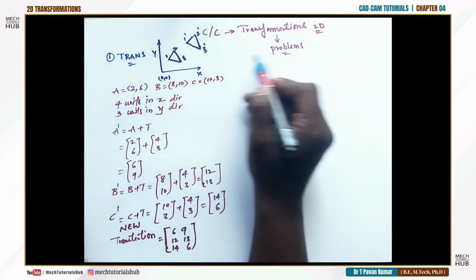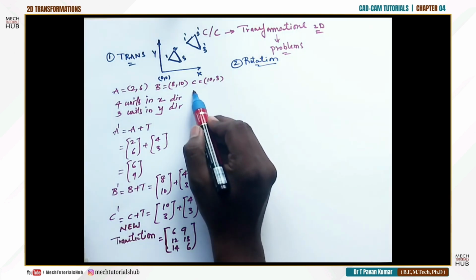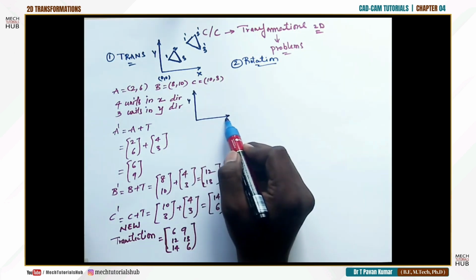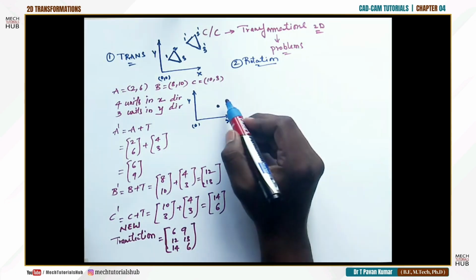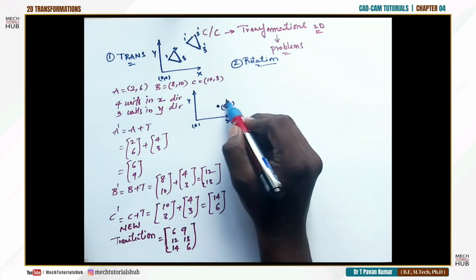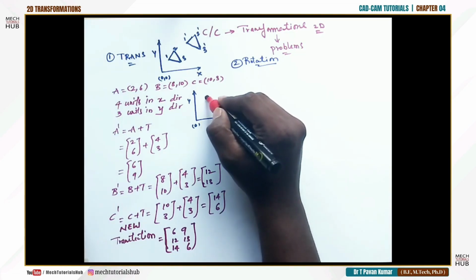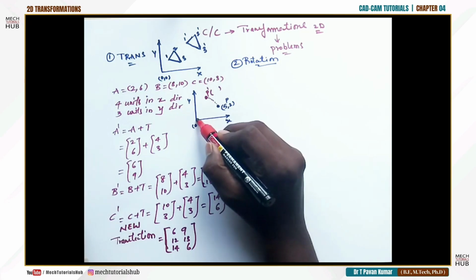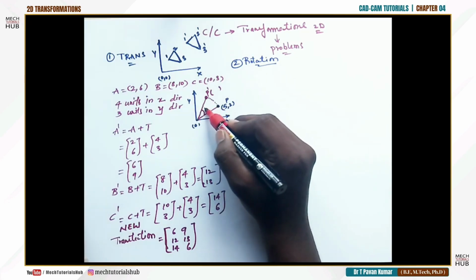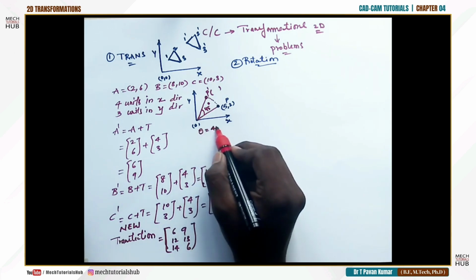Fine. Similarly, we'll try to solve one more problem, the second problem, based on rotation. We'll consider a simple sketch, x and y, where 0 is the origin, 0 comma 0. Now there is a point P, let us give it the numbers 5 comma 2. This point needs to be rotated to a new point, P prime, which needs to be calculated. The angle between these two is already given in the question: theta is equal to 45 degrees.